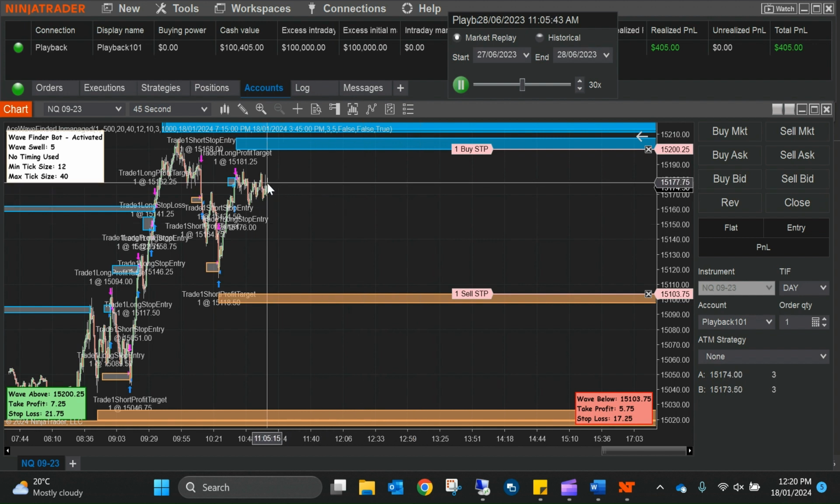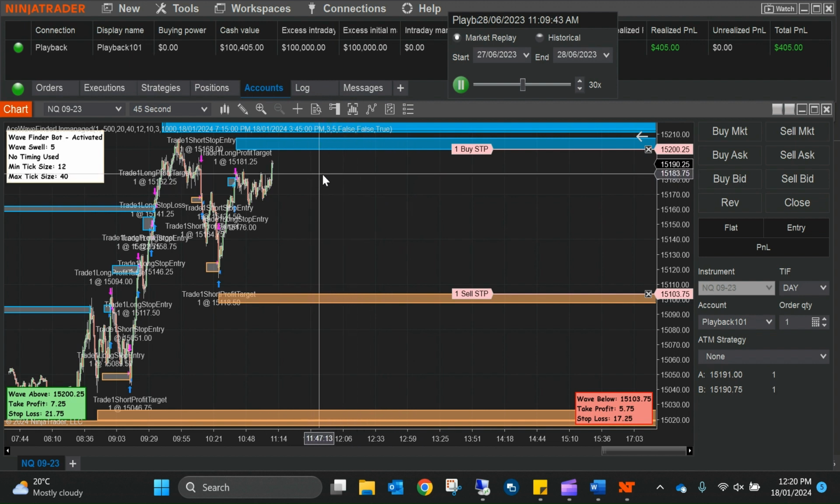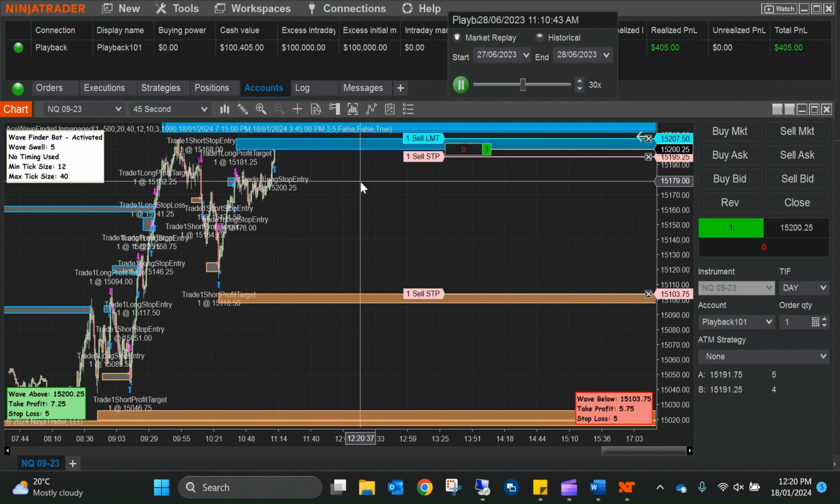Consolidating now. What are we? We are at 11 o'clock. So you tend to find just around that lunchtime, anything between like 12 and 1, you're going to find it's a bit quieter because of lunch.